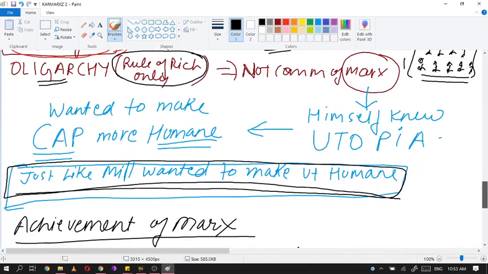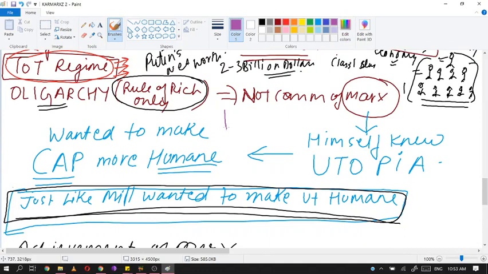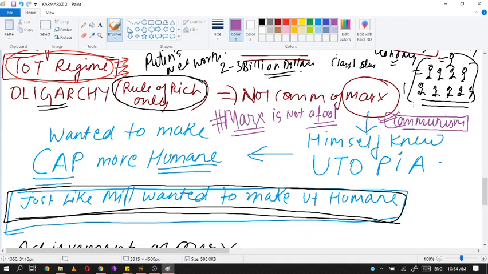Now, understand this thing. Marx is not a fool. Marx is not a fool. He is not a stupid person. The most unique and original idea he is giving. So obviously he must have some sense that, bhai, communism is too good to be true. It is very hard to get to this point of history, communism. He himself knew that it is a complete utopia. So it will take a lot of intelligence to understand what Marx actually wanted. What Marx actually wanted was to make capitalism more humane.